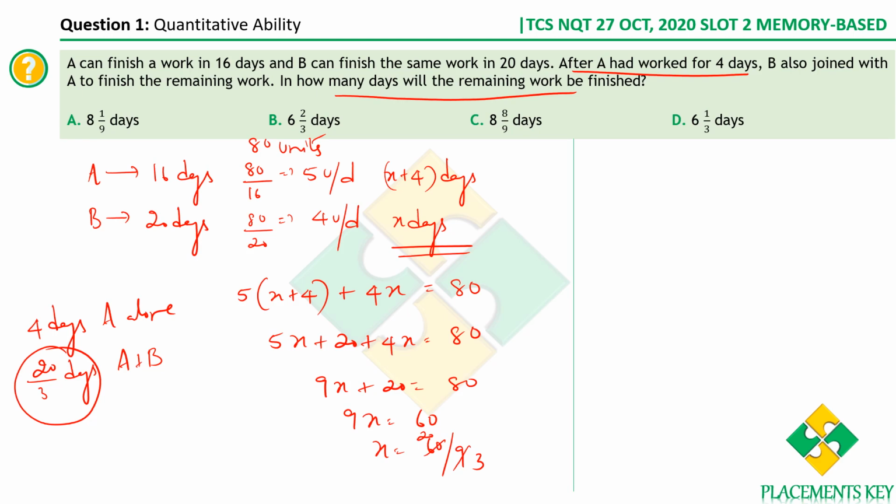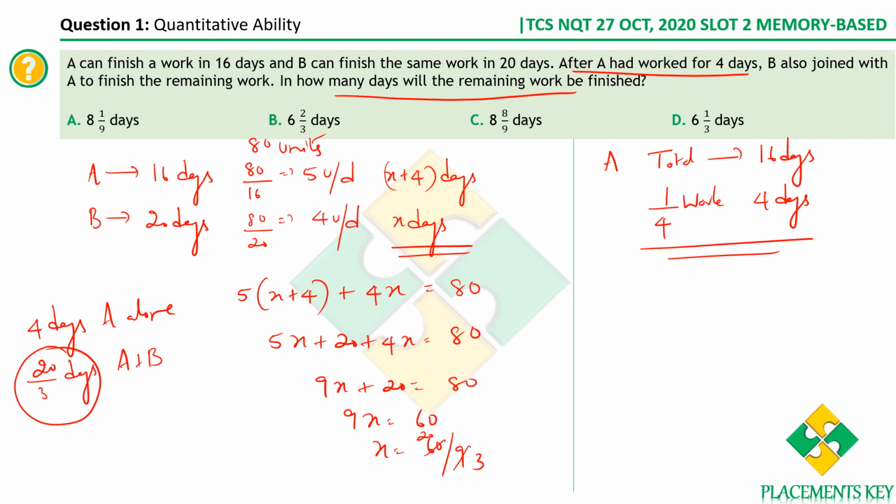Okay. Now let's also solve it in a different way. We are told that A had worked for 4 days. In 4 days, how much work would A have finished? We know that A can finish the total work in 16 days. Therefore, in 4 days A can finish 1/4 the work, right? A can finish 1/4 the work in 4 days.